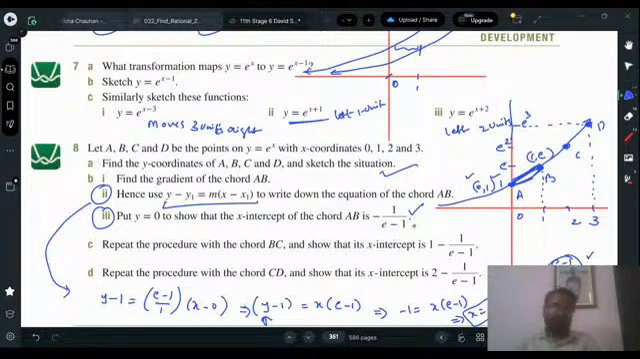Okay. Repeat the procedure with the chord BC, chord CD. Everything is the same, only the points will change. So what is the point C? C is 2 comma e power 2. D is 3 comma e power 3. So we have to repeat the same process for C and D. Is this clear?